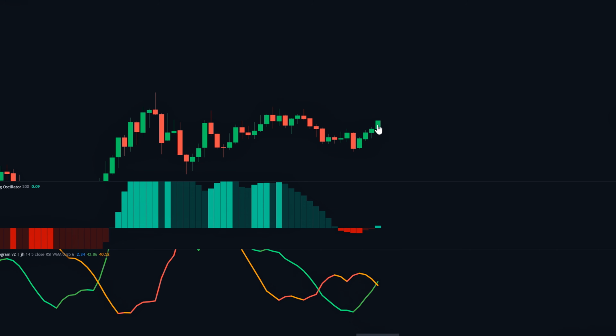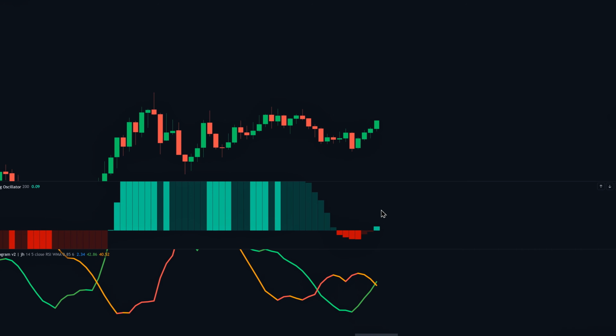Condition number 2, which is also the last condition, is we want to ensure that at the time of the crossover, basically on this candle, the market has enough bullish momentum to push the price in the direction of our trade. For that, we're going to be using our amazing momentum oscillator. We just make sure that this last histogram bar is colored bright teal to indicate that the bullish momentum in the market is strong enough to push the price where we want it to go.